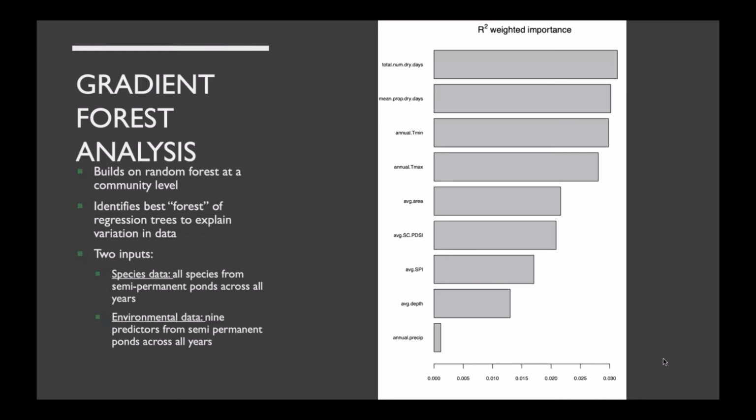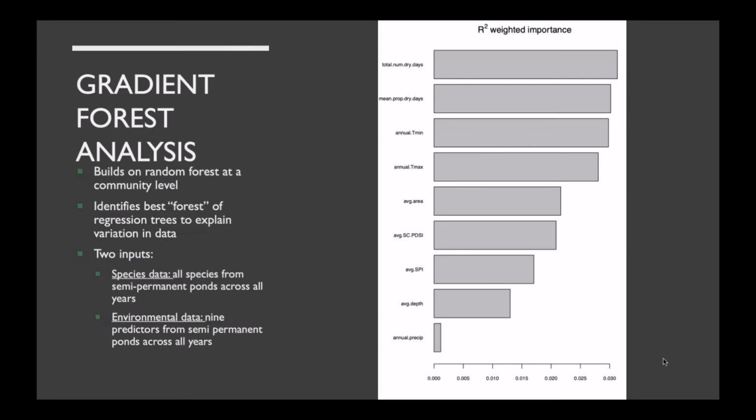One of the first outputs can be seen here on the graph. What is listed here are our 9 environmental predictors ranked from most important to least important. So the ones contributing the most to the model, to the variation in what we're seeing, in R-squared weighted importance, to the least. You can see here that the most important predictor is the total number of dry days.